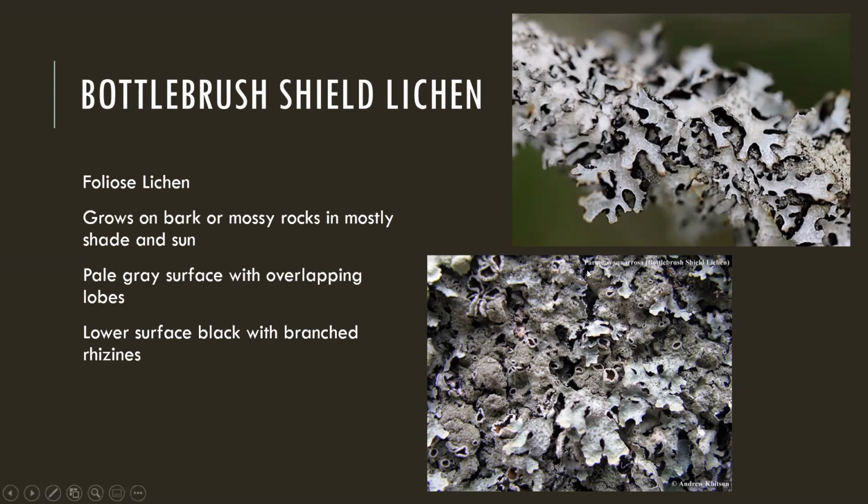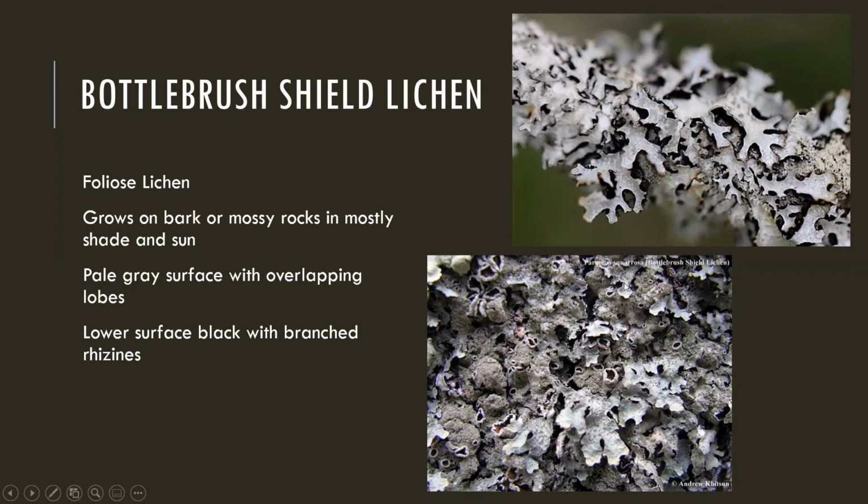This top left-hand corner photo shows the lobes are more detached from the substrate. However, when I was out yesterday, I found it more like this bottom photo. They're not quite as detached. They grow a little bit more flat against the substrate. But we will find this, it's everywhere. And again, it's another shield lichen, so it's going to grow in that radiating pattern as well.